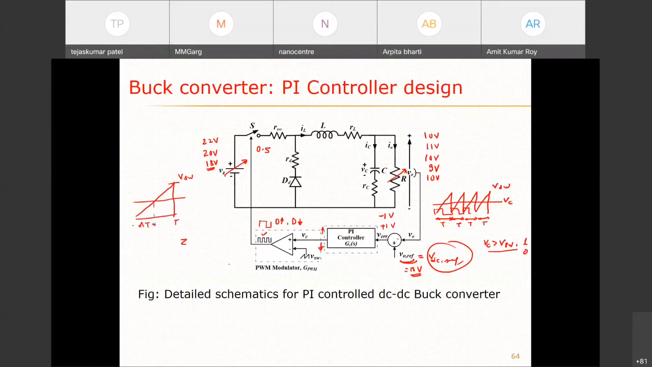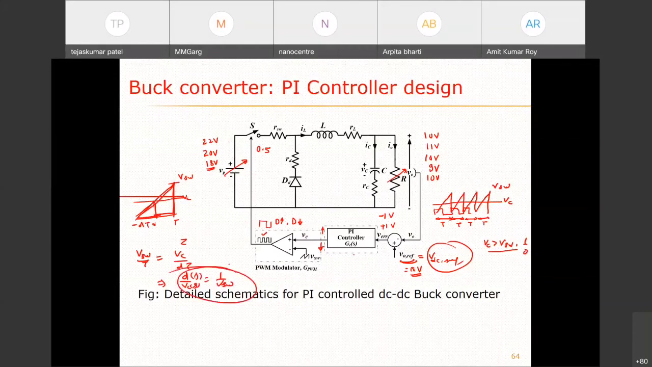So we formulate this in a block diagram to understand. This part, we have already developed a model for, right? And for this part, if we see from here, this is VC, this is VSW, right?